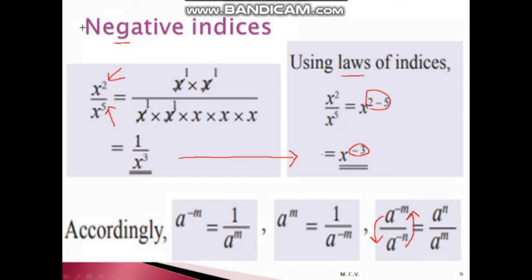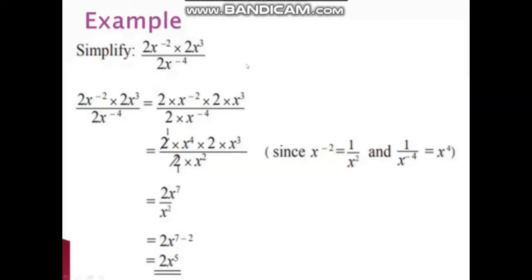Let's see this example. Some negative indices are there. First write as a division. Then check what the negative indices are here. It's the power minus 4. We have to move the position, that is in the denominator, move that to up. Other negative index is minus 2. So move that power to bottom. Then we can convert that into a positive index.